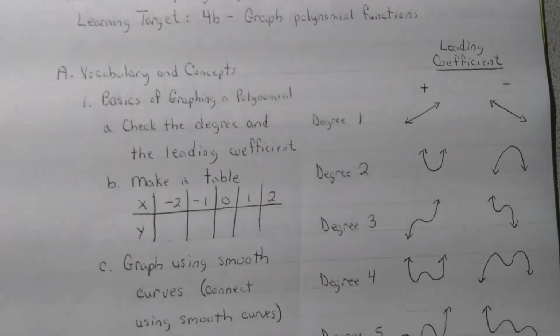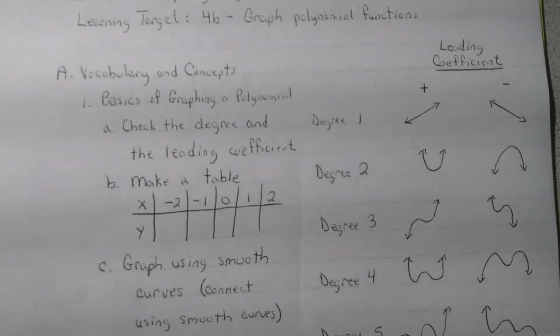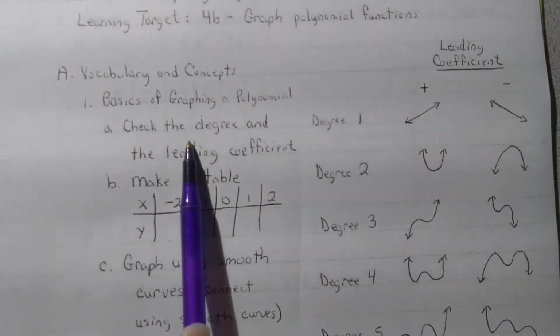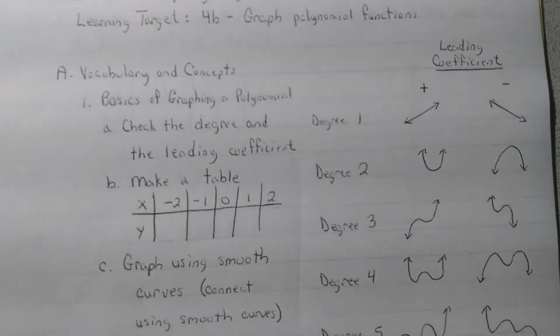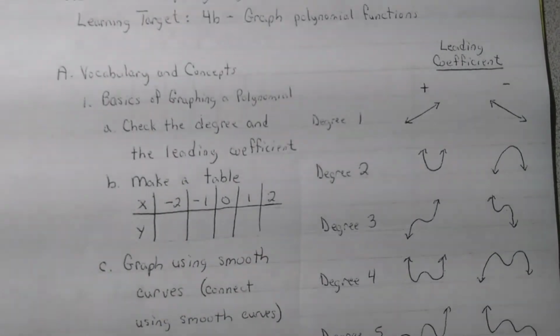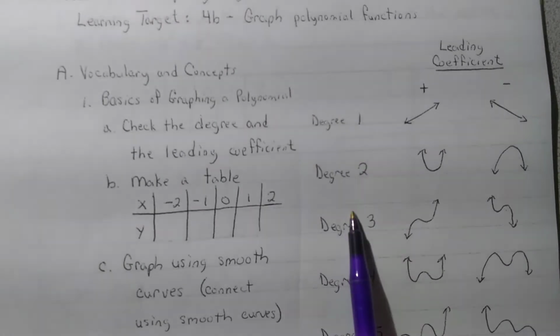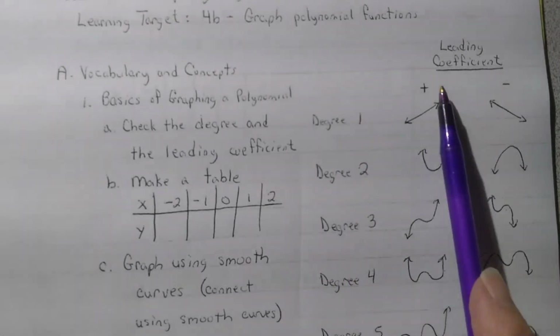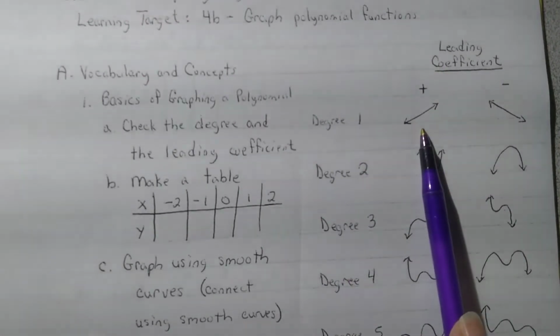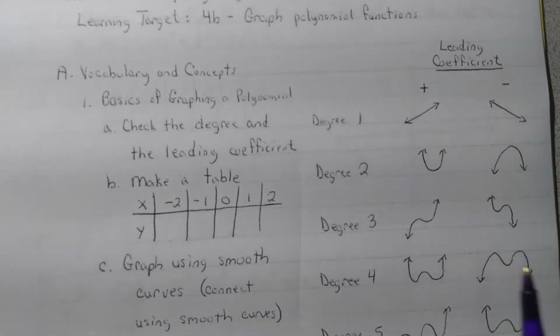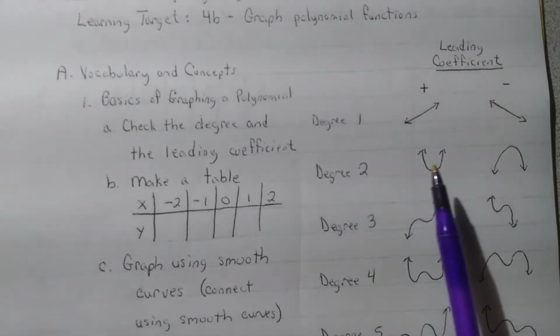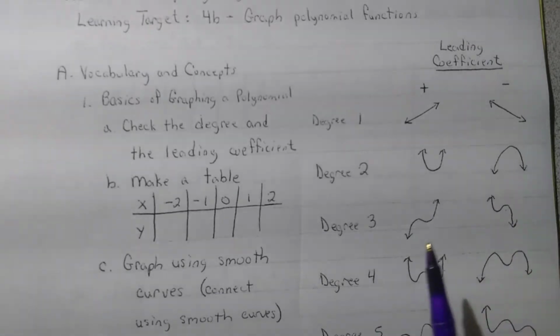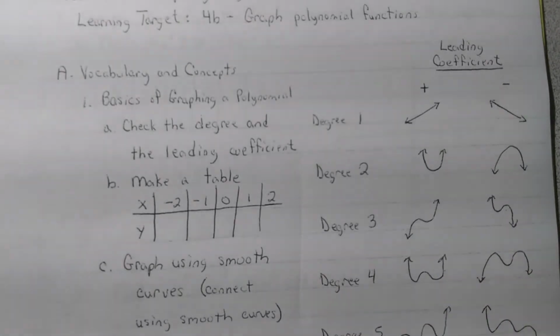And there are basically 3 steps. First step, check the degree and the leading coefficient. You learned about that in an earlier lesson. The degrees are listed down this side. The leading coefficient is either going to be a positive number or a negative number, and this will show you what those graphs will look like. Again, these are just rough sketches, but your graph will basically look like these things.